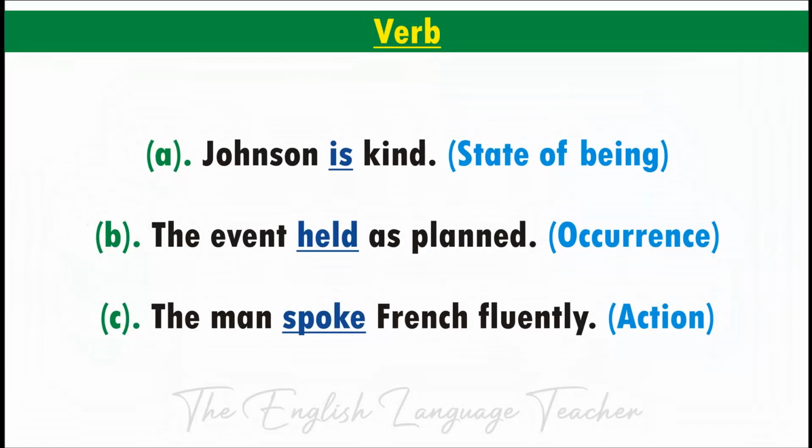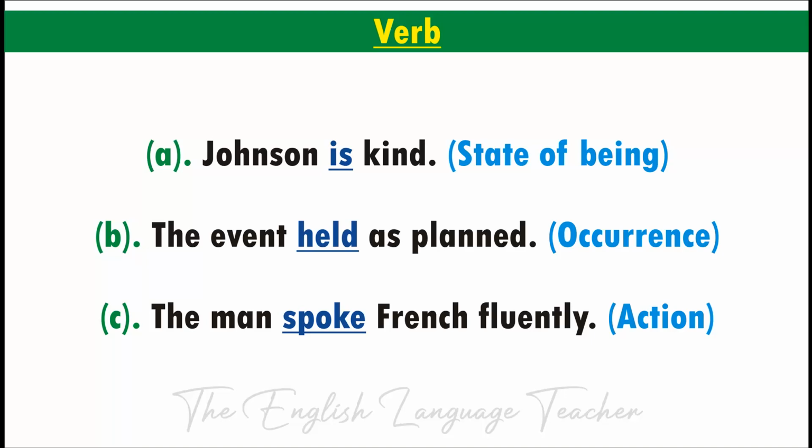Now let's see verbs in sentences. Example A. Johnson is kind. Is, as used in this sentence, expresses the state of being. Remember, in our definition of a verb at the beginning of this video, we did say that a verb expresses an action, an occurrence, or a state of being. Is in this sentence, Johnson is kind, expresses the state of being. Right? Johnson being a kind person.